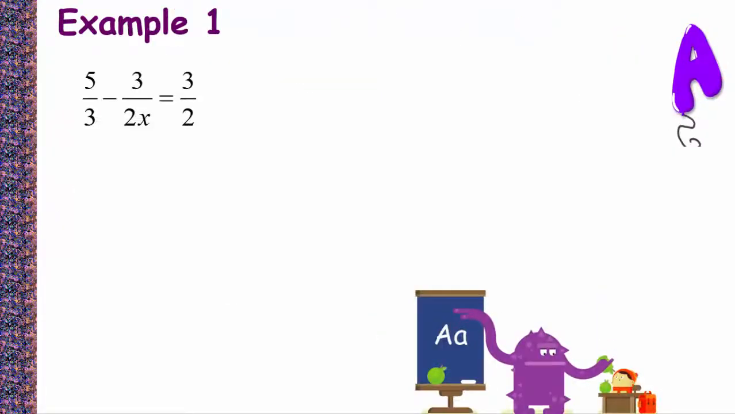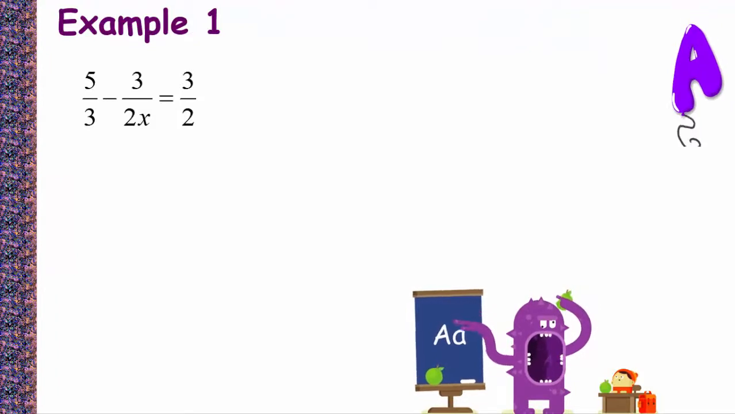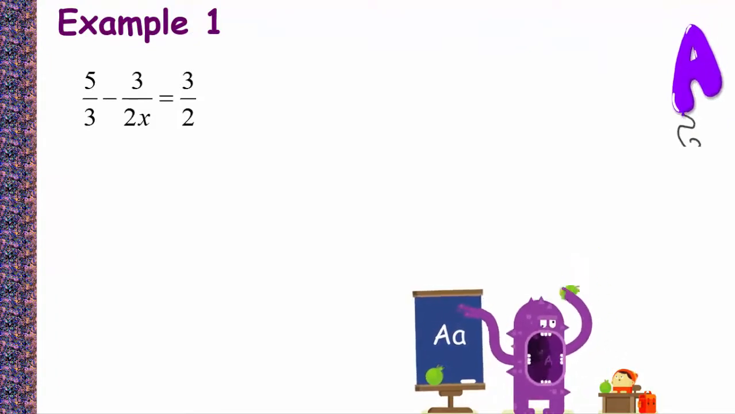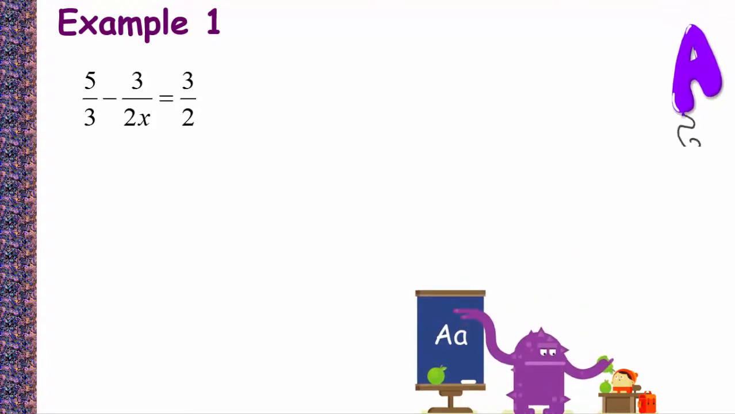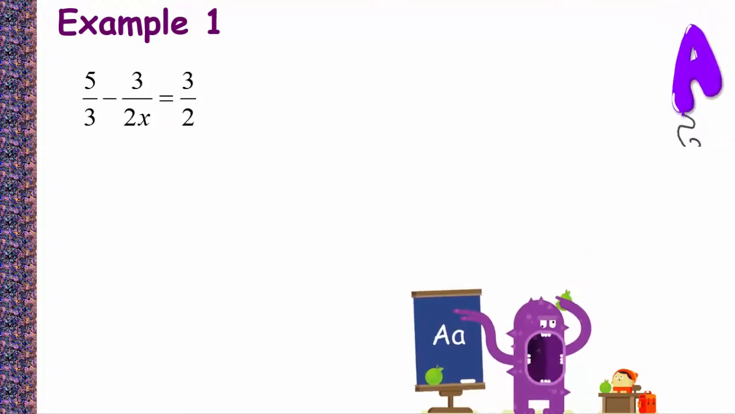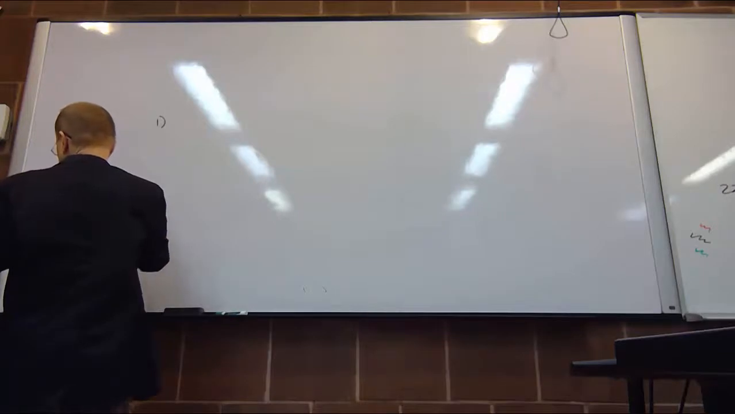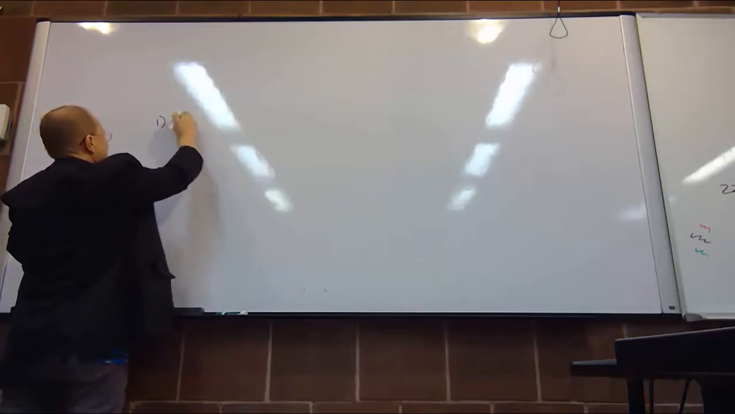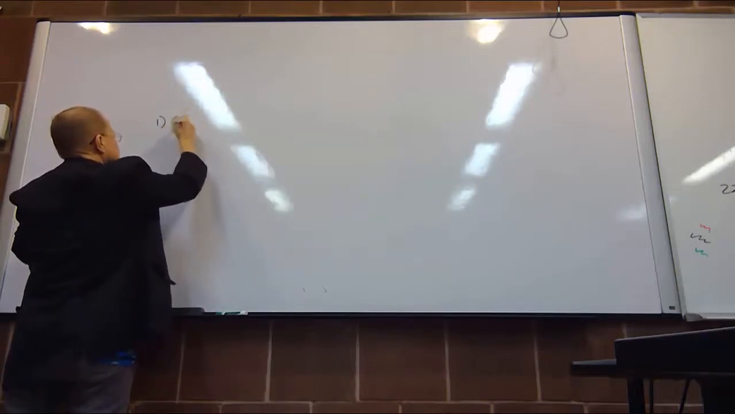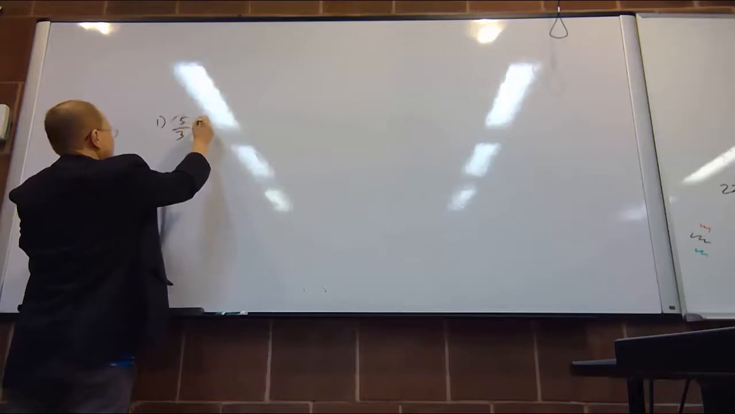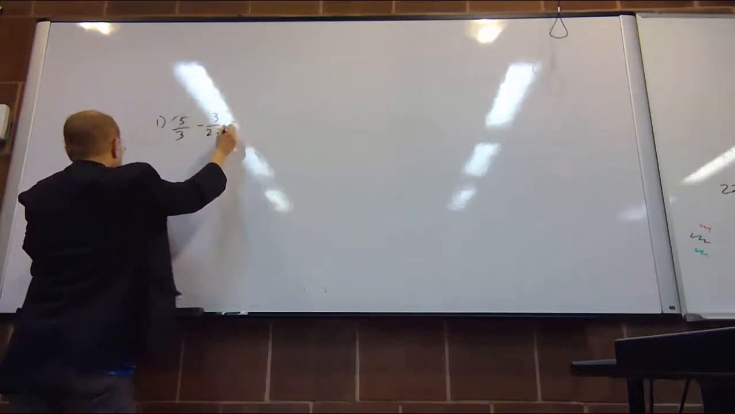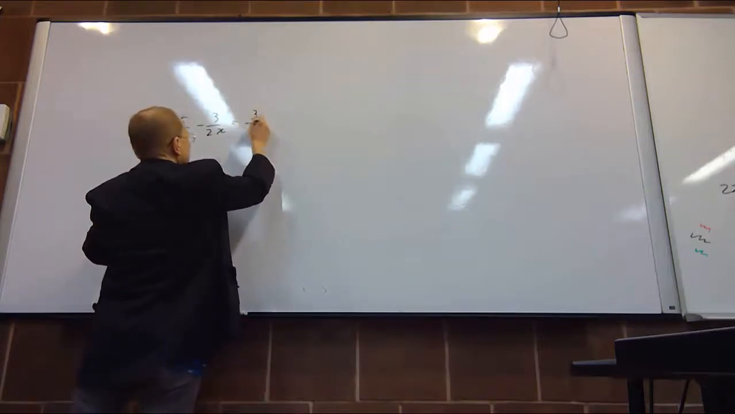In example number 1, we're going to solve for x for this particular equation. So let us go to the whiteboard and solve it. We have 5 over 3 minus 3 over 2x is equal to 3 over 2.